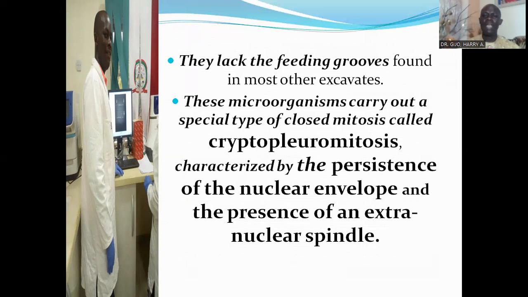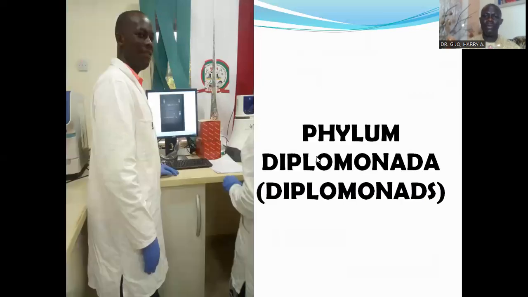These organisms carry out a special type of closed mitosis called cryptopleuromitosis, characterized by the persistence of the nuclear envelope and the presence of an extranuclear spindle. It's common among the parabasalids. It's a kind of mitosis in which the nuclear envelope does not disintegrate in prophase or prometaphase. The nuclear envelope remains intact, but it splits into the two parts found in the two daughter cells.